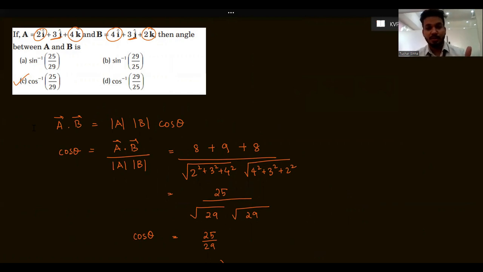I'm going to attach a bunch of assignments with this. This should be used as a foundation, and once you get the hang of it, do as many questions as you can, do the module, do assignments, and then you should be ready for scalars and vectors. And do this for every chapter.